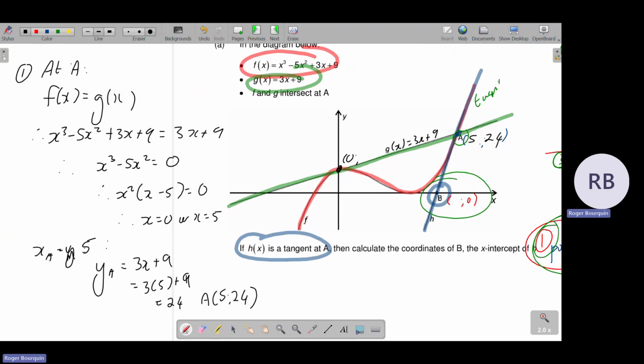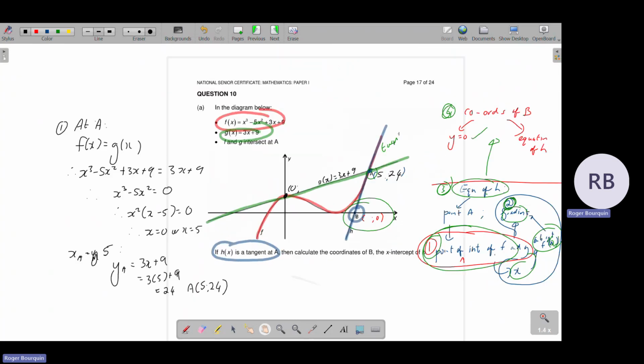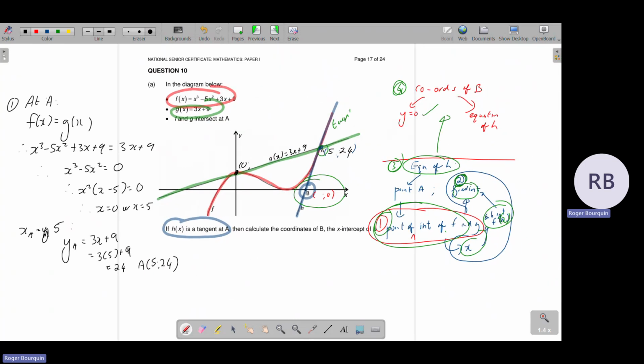Now I've got that. So I have done step 1 in my plan. Done this point thing over here. I've got the point of intersection. Then what do I need to go find? The gradient of the tangent.